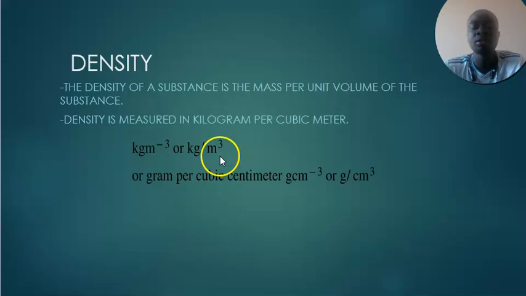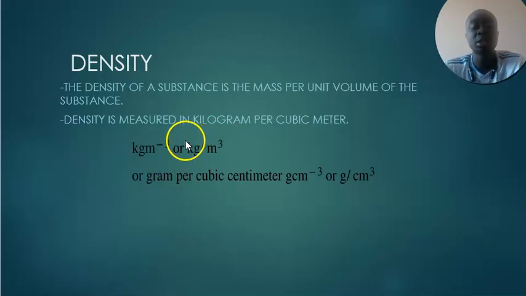is that depending on the question, the mass will sometimes be given in kilogram, and then the volume will be in meter cube. So if you are asked to find the density, you are going to maintain that and leave your answer in kilogram per meter cube, depending on the unit given for both mass and volume.